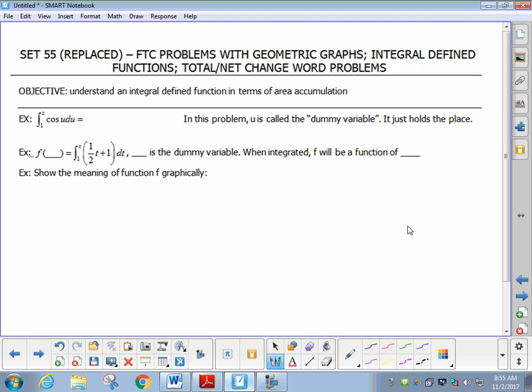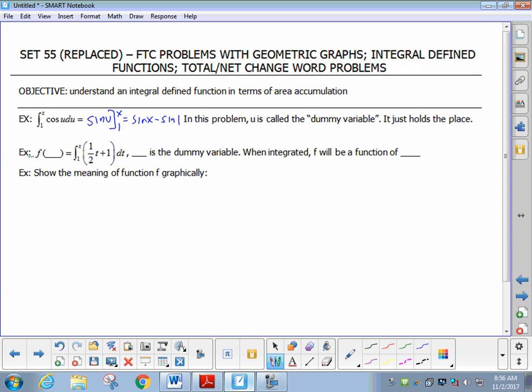What's the antiderivative of cosine u? Sine u. And then you evaluate at the upper minus the lower. So I would put x in and 1 in, yeah? So at the end of the day, that integral would be sine of x minus sine of 1.